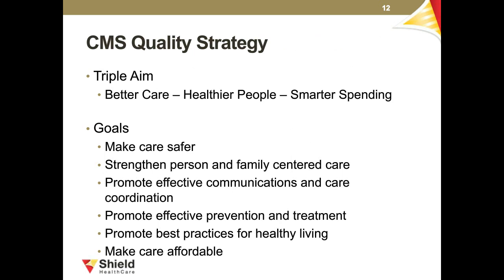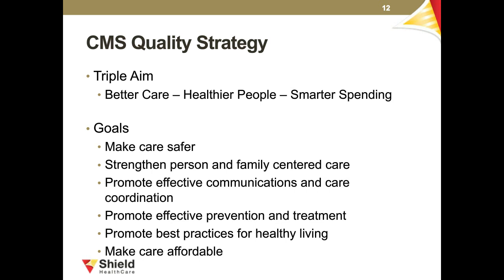So basically, the Impact Act is part of the CMS Quality Strategy, and the CMS Quality Strategy is based on a national quality strategy called the Triple Aim: better care, healthier people, smarter spending. The goals of this are making care safer, strengthening person and family-centered care, promoting effective communications and care coordination, promoting effective prevention and treatment, promoting best practices for healthy living, and making care affordable. That is a big mouthful of goals and some very significant issues.